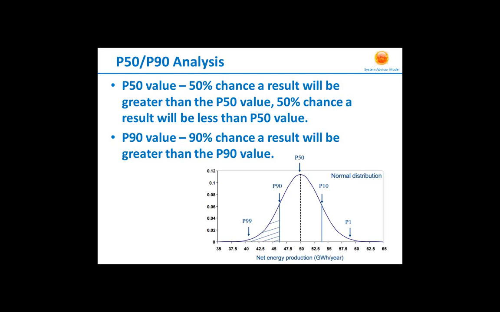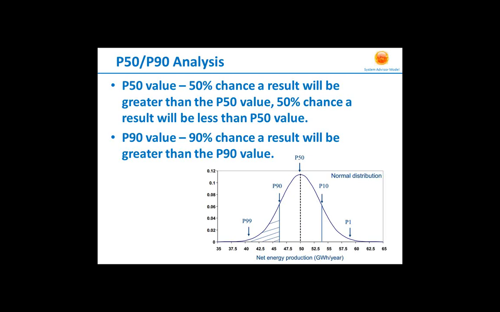To put it another way, 50% of energy production values in the distribution are below the P50 number, and 50% of values are above the P50 number. Since SAM assumes that the distribution is normal, the P50 value is also the most likely value to occur. In the example distribution shown here, the P50 number is 50 gigawatt hours per year, meaning that in any given year, the currently designed system has a 50% chance of generating more than 50 gigawatt hours and a 50% chance of generating less than 50 gigawatt hours. Since the distribution shown is normal, we can also say that the most likely power production value in any given year is 50 gigawatt hours.